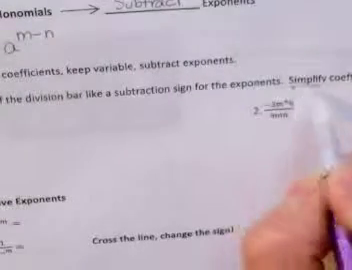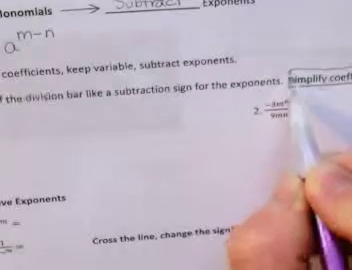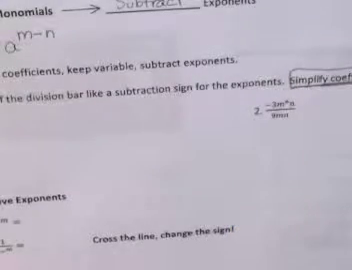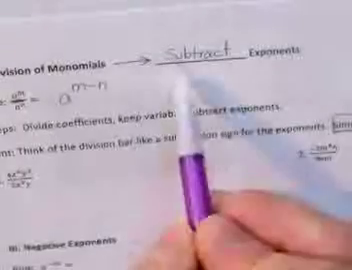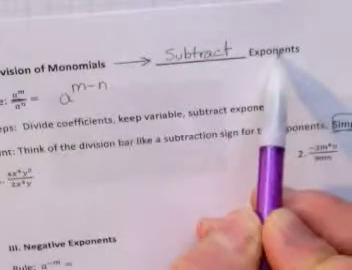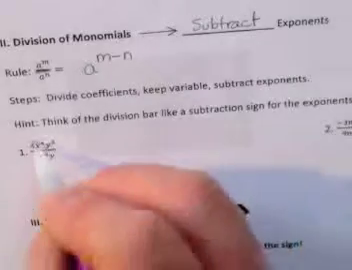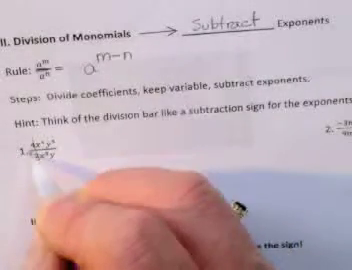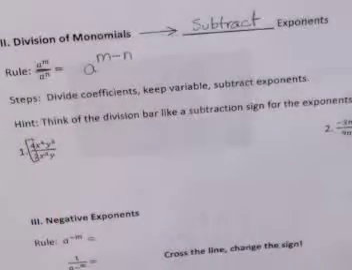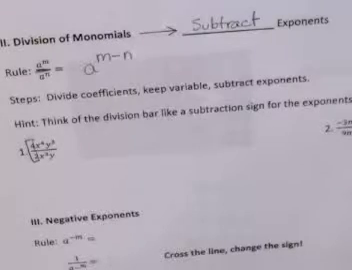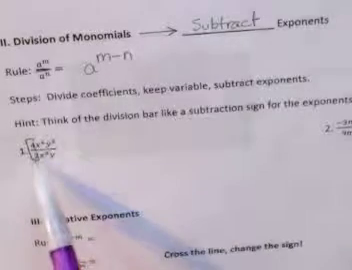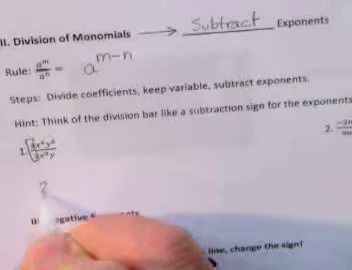The first step I'm going to do, and it's written over here, is I'm going to simplify the coefficients. Keep in mind this says subtract exponents, not coefficients. So when we take a look at this first problem, first I need to look at my coefficients, and they are 4 and 2. I'm going to simplify that. That means 4 divided by 2, which is 2.